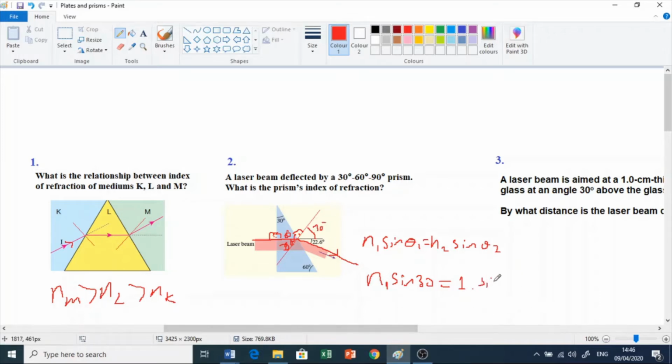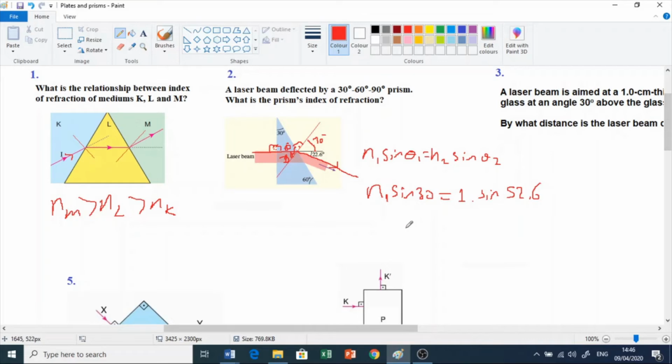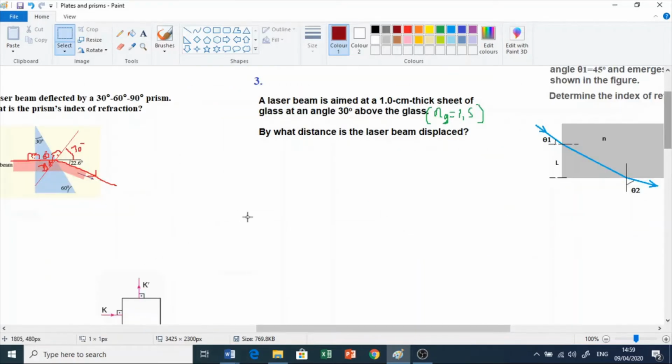So I'm going to write sine of 30 plus 22.6, which is 52.6 degrees. Okay, now we are going to calculate n1, which is the index of refraction of the prism. What is the sine of 52.6 degrees? If you go to some sources, you are going to see that the sine of 52.6 is 0.794. Divide by sine of 30, which is 0.5, and if you do some calculations, you are going to get approximately 1.59. Let's look at the next example.